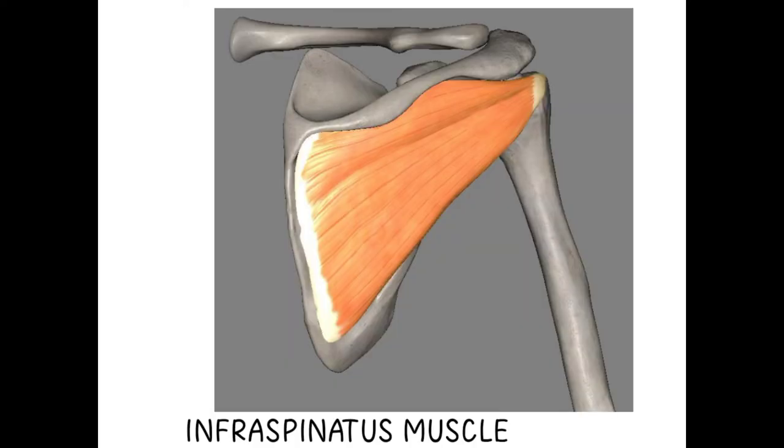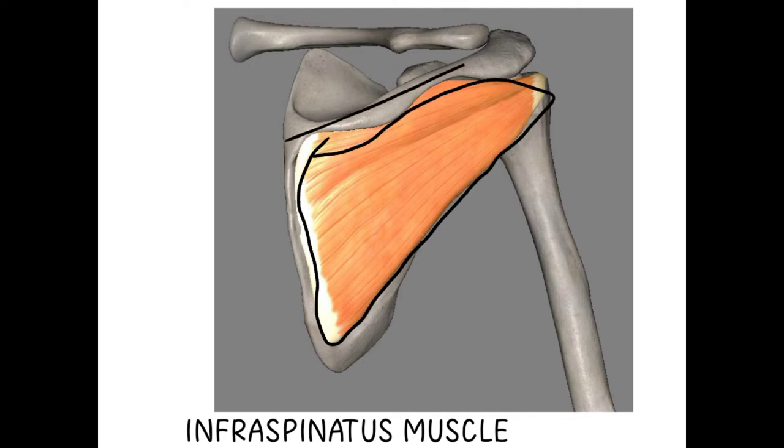suprascapular nerve. So this is the infraspinatus muscle. It is found at the posterior region of the scapula, right below the spine of the scapula. This is the spine of the scapula. So this is the infraspinatus muscle. So that is it. It's found at the posterior region of the scapula.